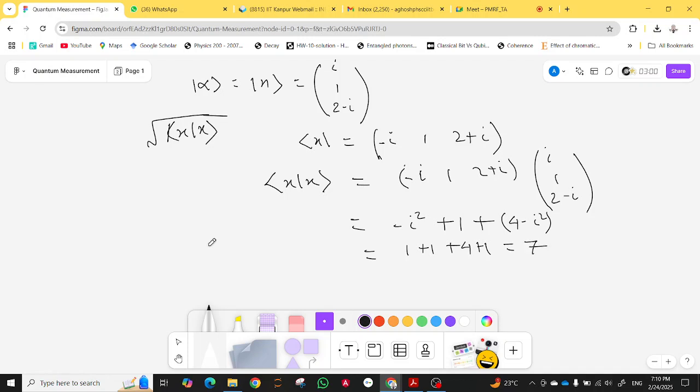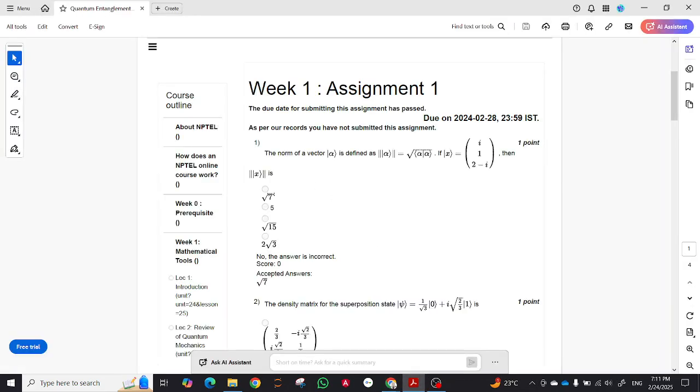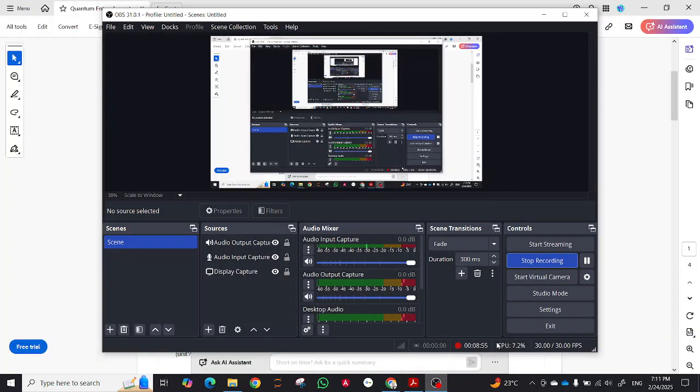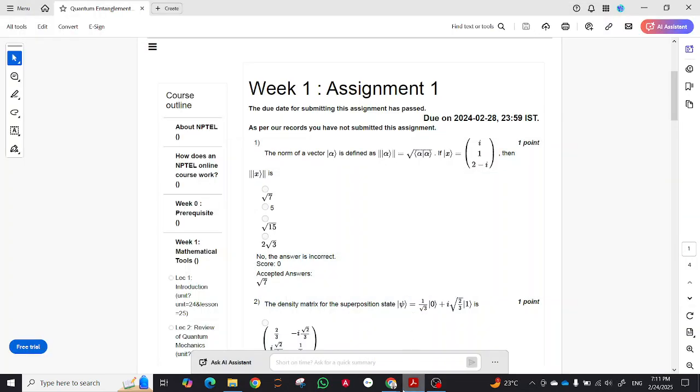Then the norm of x is given by root over 7, right? So this was your first question. This will be root over 7, the first option. Okay.